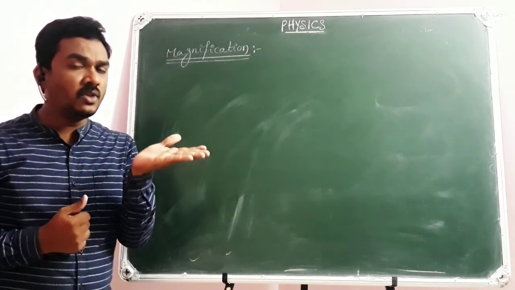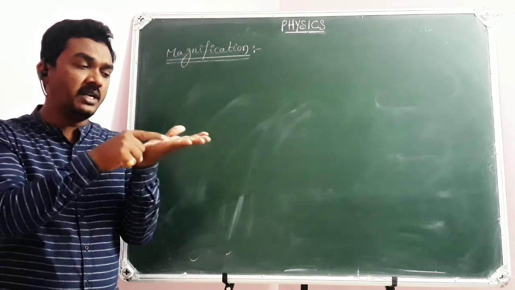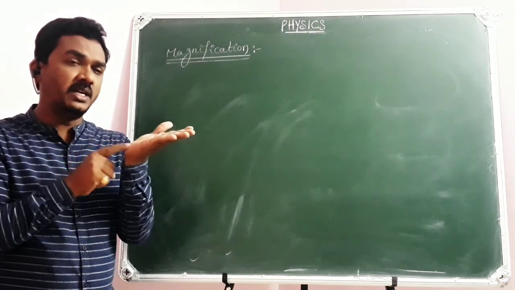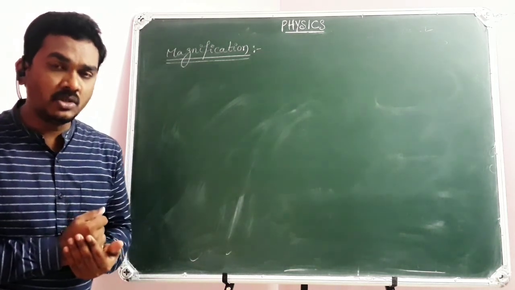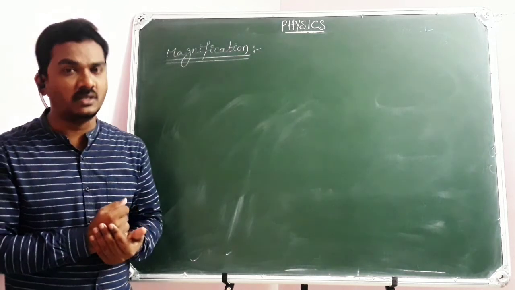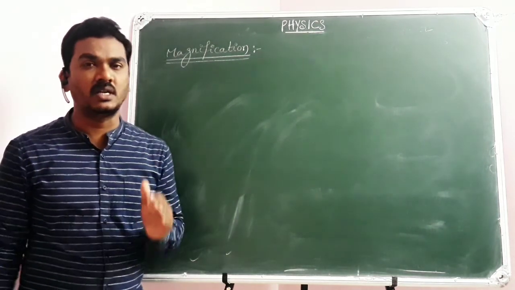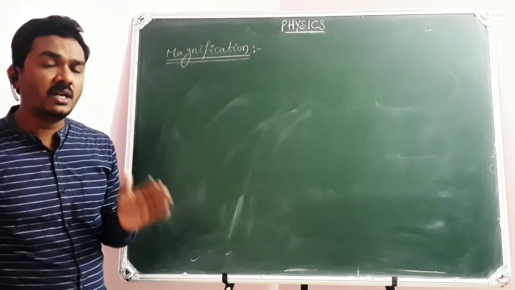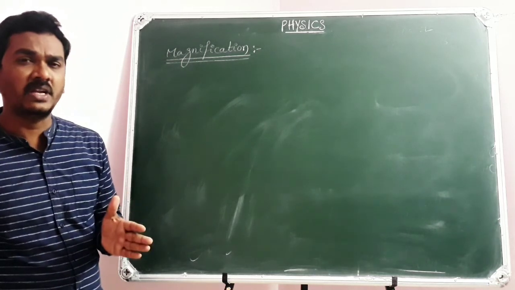But if the plane of the object is parallel to the principal axis, then different points on the object will be at different distances from the pole. Then we discuss linear magnification. Of course, you have learned in the earlier class that magnification is of two types, transversal magnification and linear magnification.